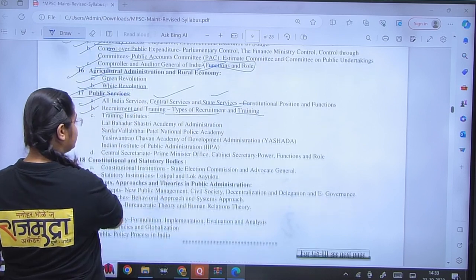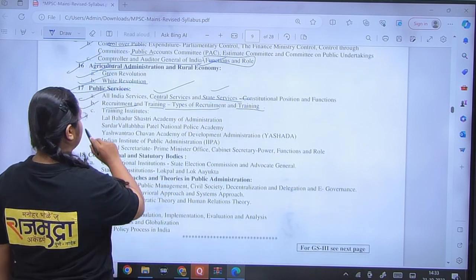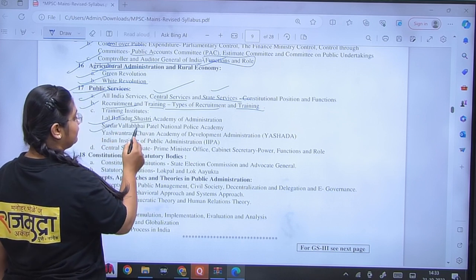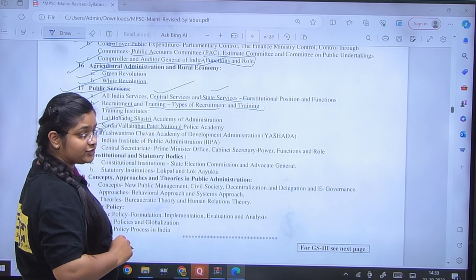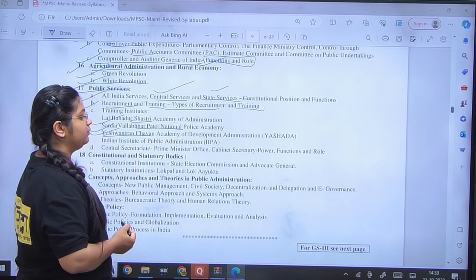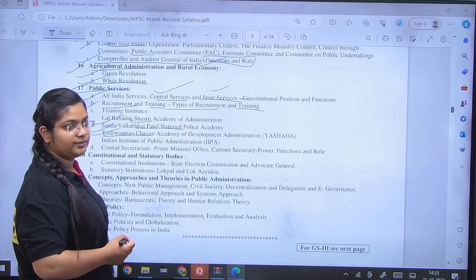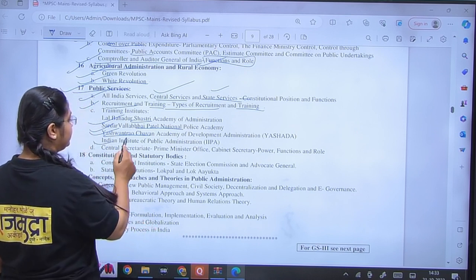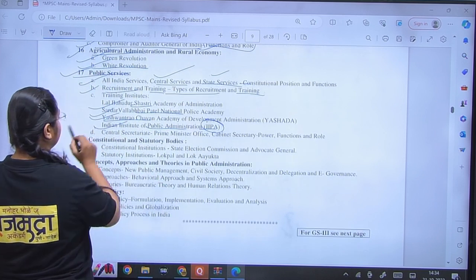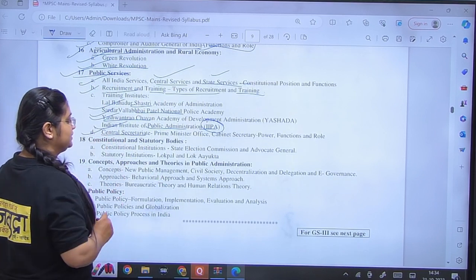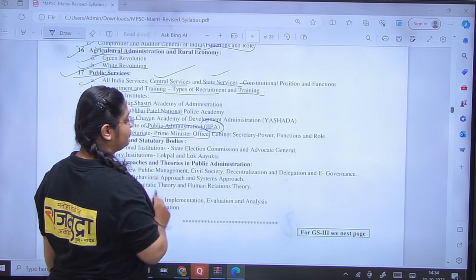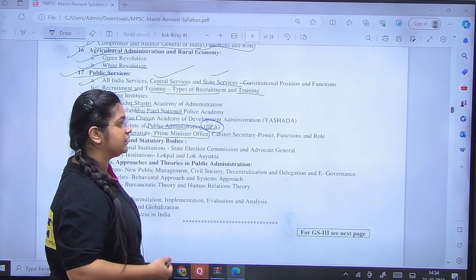Then training institutes like LBSNAA, the Lal Bahadur Shastri Academy of Administration. Then Sardar Vallabhbhai Patel National Police Academy. In Maharashtra, we have Yashwantrao Chavan Academy of Development Administration, that is YASHADA. Then Indian Institute of Public Administration. Okay. Then next point is Central Secretariat, that is PMO, Prime Minister's Office, Cabinet Secretary, its power, its function, its role.